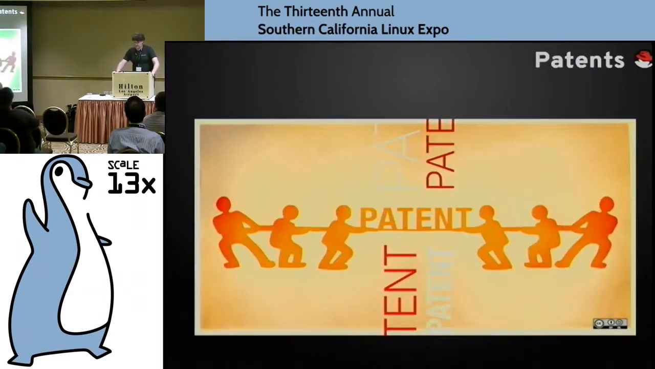All right, patents. Section 8 of the U.S. Constitution grants Congress the power to promote the progress of science and useful arts by securing for limited times to authors and inventors the exclusive right to their respective writings and discoveries. This is the fundamental core concept behind patents in the United States, to promote progress.